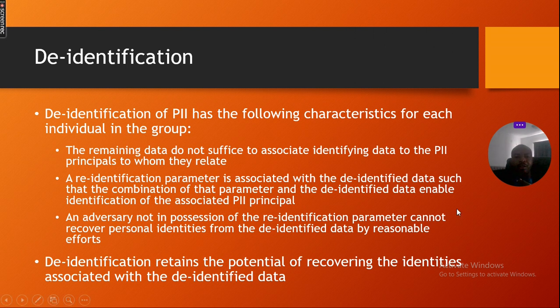Okay, de-identification retains the potential of recovering the identity associated with the de-identified data. Okay, they have a potential. So there is the potential of recovering the identity of the people who own the information in the first place. So that's why we don't need to combine it with the re-identification parameter. Okay, let's move on quickly.